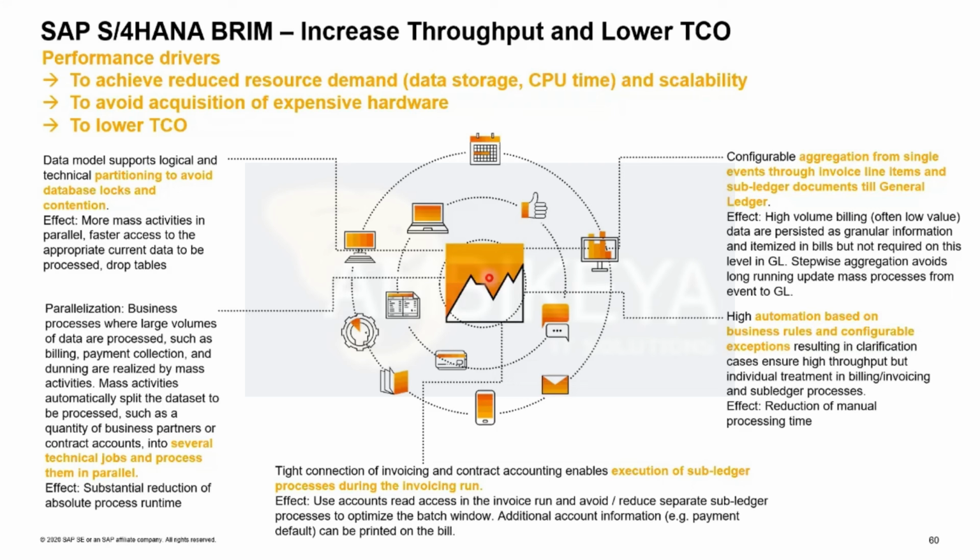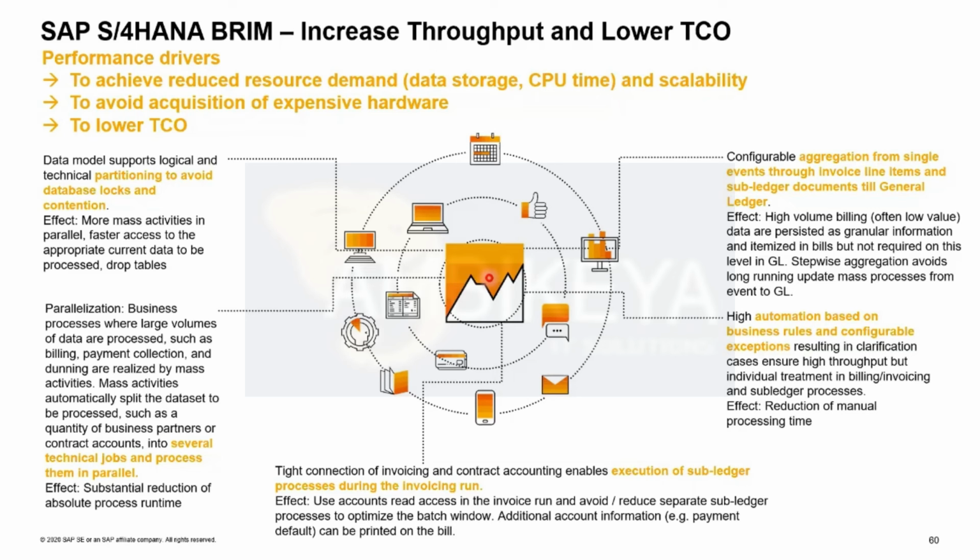If we start at the left side, data model, we have a specific data model that supports the logical and technical partitioning to avoid database locks and contention. So we can have more mass activities in parallel, faster access to the appropriate current data to be processed, and we can drop tables. The parallelization is, yes, the most crucial principle we are using for our batch processes.